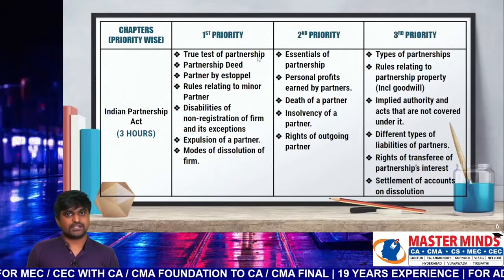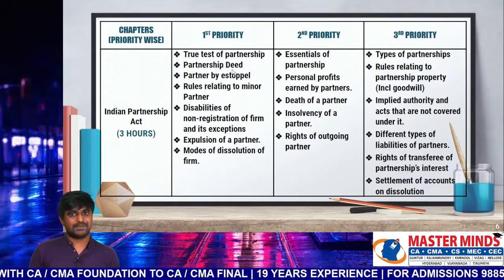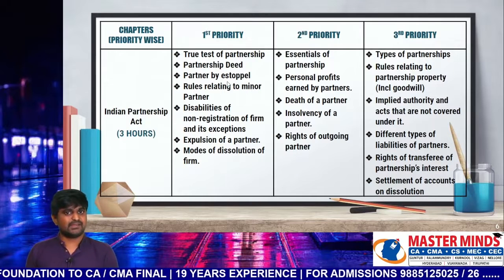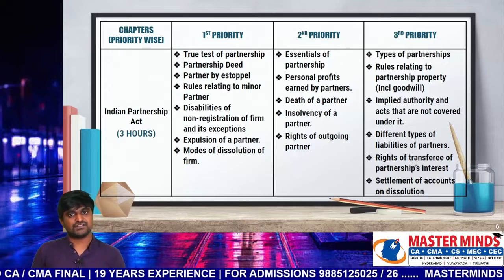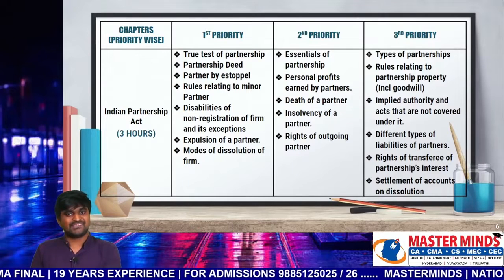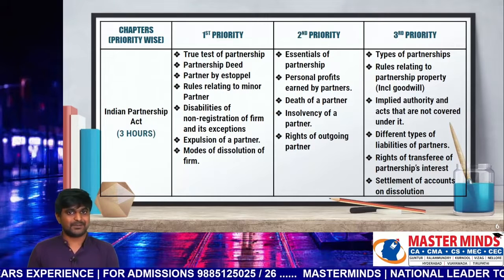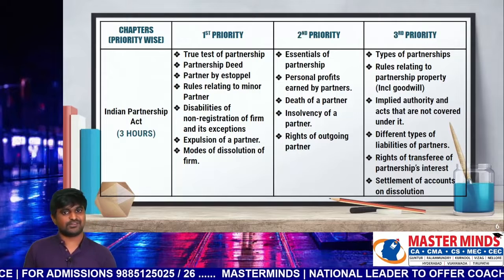True test of partnership, partnership deed, partner by estoppel, rules relating to minor partner, nothing but whether a minor is eligible to become a partner in a partnership firm or not, and what are the rights of a minor partner, what are the liabilities of a minor partner, what will happen to a minor partner after he attains the age of majority. You need to refer all these concepts.